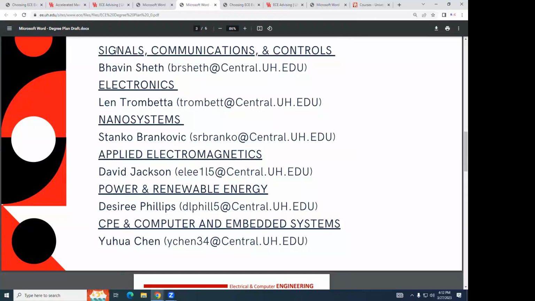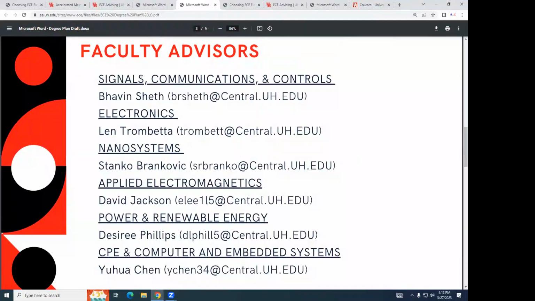Of course, you can't do controls without signals. You're getting signals from your hardware, you're sending signals to your hardware. So there's a couple of signals courses, and one of them is required, 3337. And there's a couple of communications courses, and we put those all in the same group.